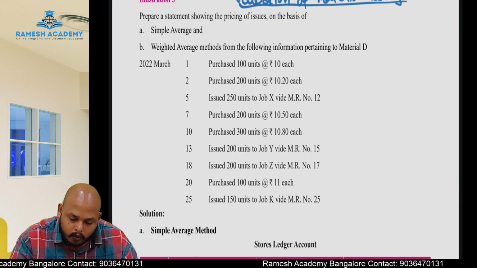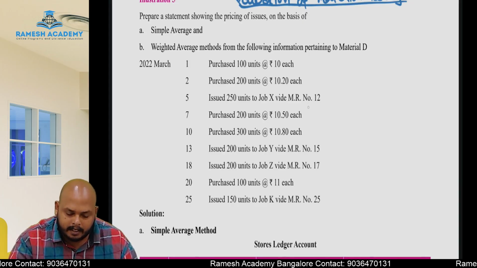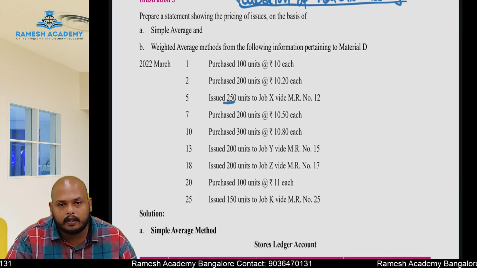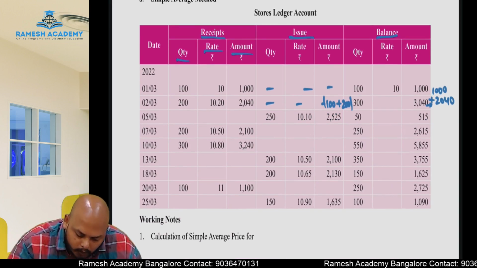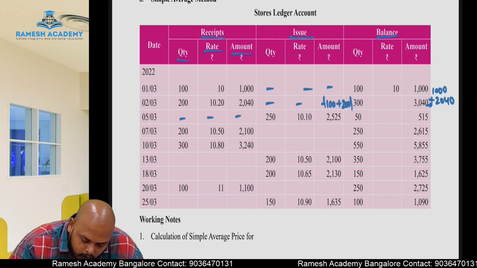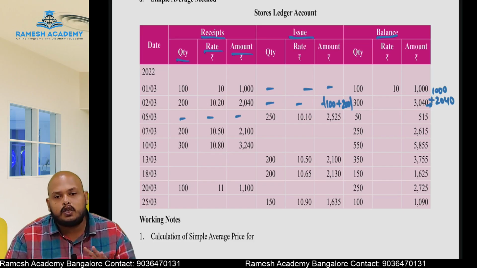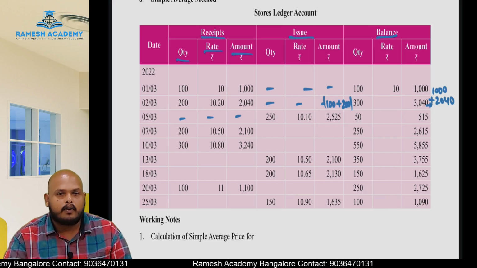Issued 250 units to job X vide material requisition. MRN means material requisition number 12. By using the material requisition number, we issued how many units? 250 units. Okay? Now in which column do we write? Issue column. Receipt column nil, issue column 250 we wrote. Now what is the issue price we have to take, Nana? Simple: which price?